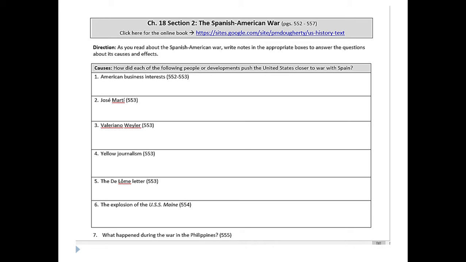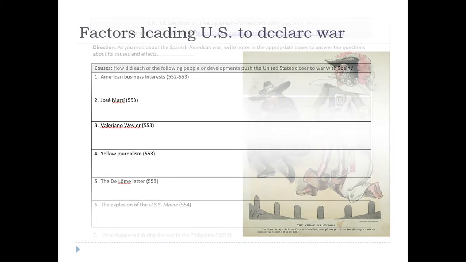Okay? The first section says read about the Spanish-American War, write notes in the appropriate boxes, answer the questions about its causes and effects. So for 1 through 6, these are all reasons why the Spanish-American War happened. It's a war between Spain and the U.S. How do all these events push us towards a war with Spain? I'm going to go through each one with you, and I'll talk about the other parts too.